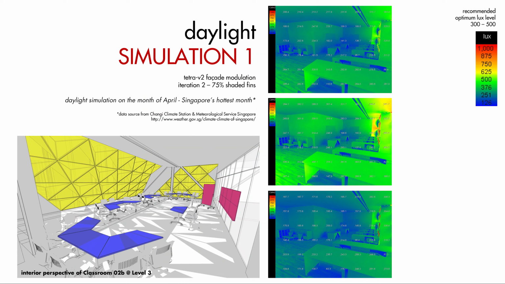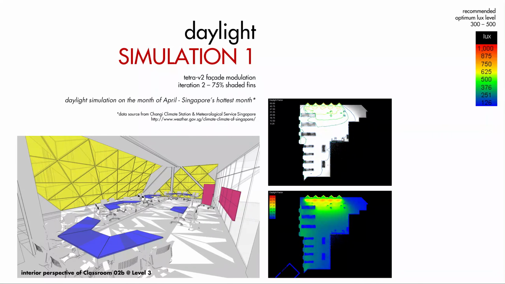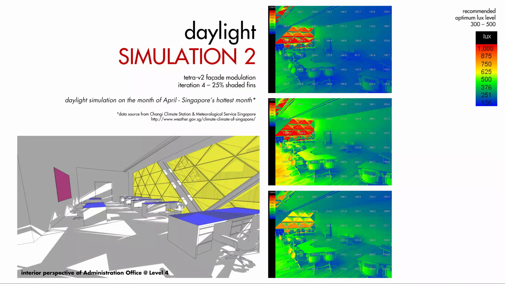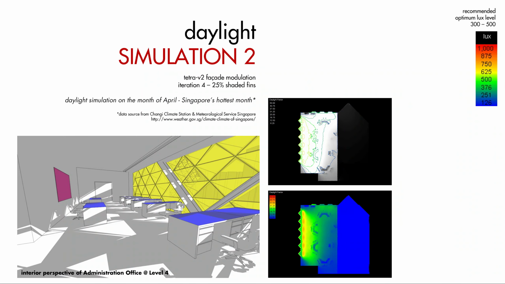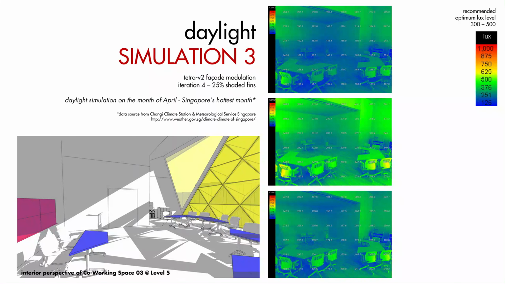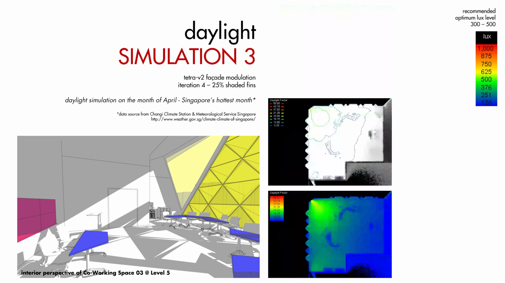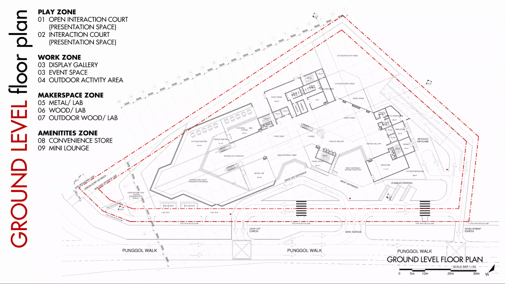Next, to achieve the research objective of finding the effectiveness of this facade design variant and the advantage of daylight strategy, I have simulated the facade in 3 spaces: a classroom, an administration office, and a co-working space. We can see from these simulations that reasonable and optimum daylight levels are achieved, as the green colors represent the 300 to 500 lux range. These daylight simulations are tested on the month of April, as it is the hottest month in Singapore. So let's go to the space planning of this proposed development.